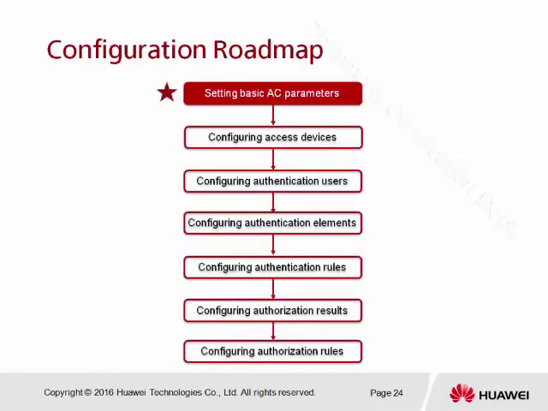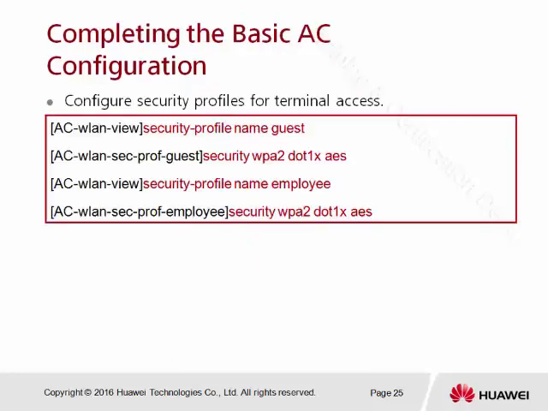Okay, and here is the configuration roadmap. We'll start from the basic parameters. So first, we have to go to the AC here and set some parameters. Starting, we enter the WLAN view using the command security profile. The first time we create the security profile, we need to give a name, as usual.